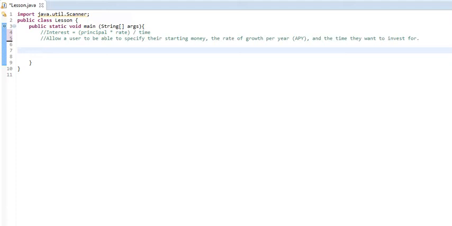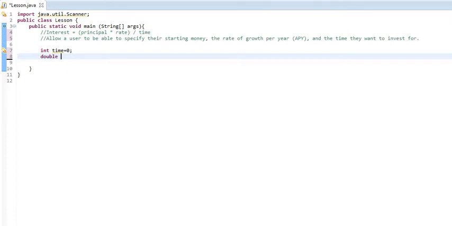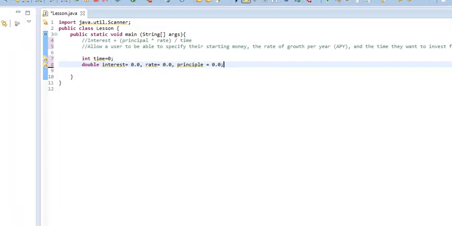So let's start off by declaring int time, because we can only have a certain number of years. And then we're going to do double interest equals 0.0, rate equals 0.0, and principal equals 0.0 as well. When we do all that, it's going to give us some underlines letting us know that we haven't used any of these, but we're going to fix that.